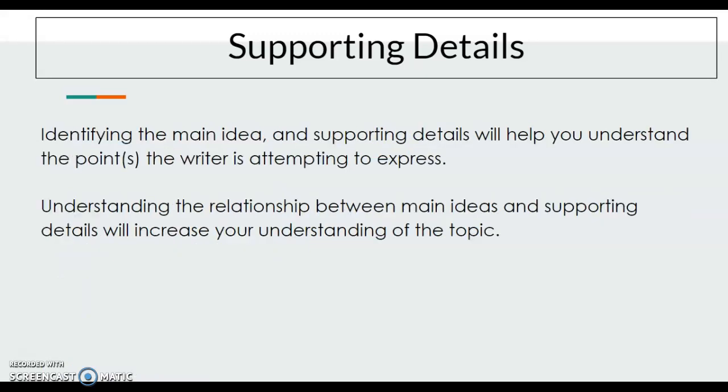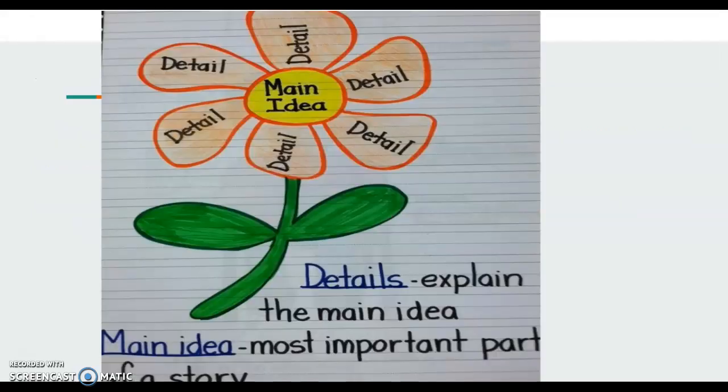Identifying the main idea and supporting details will help you understand the points the writer is attempting to express. Understanding the relationship between main idea and supporting details will increase your understanding of the topic. We can think of a supporting detail like a flower. The main idea is the circle of the flower, and that is the most important part, but the petals are the details that help explain the main idea.